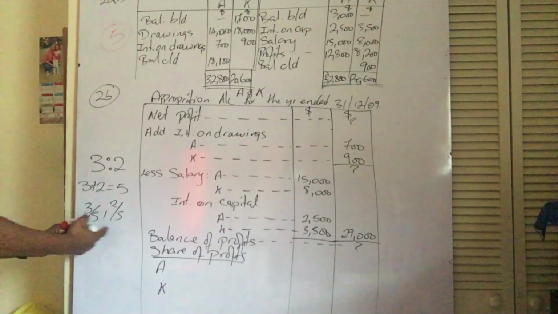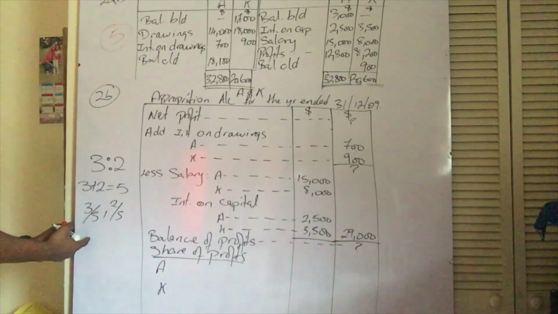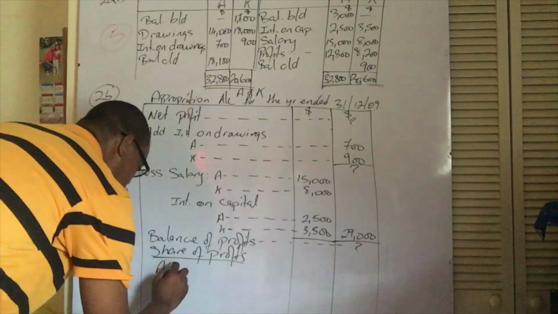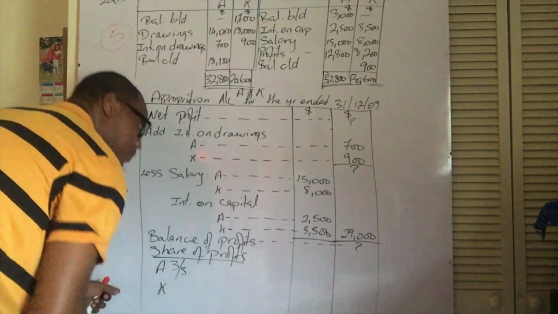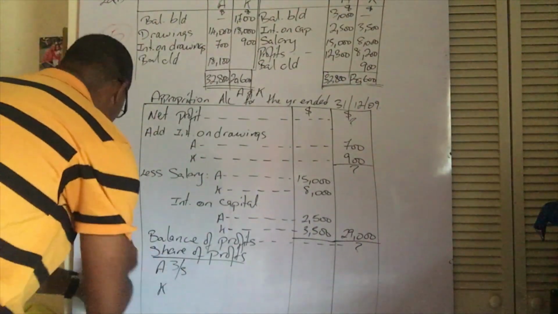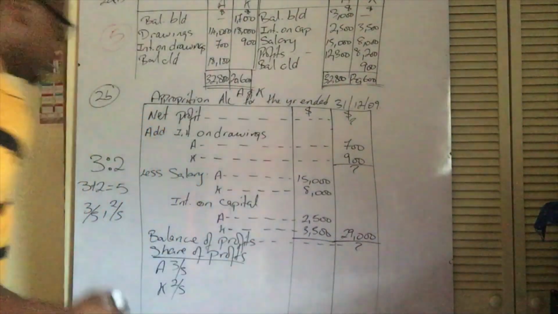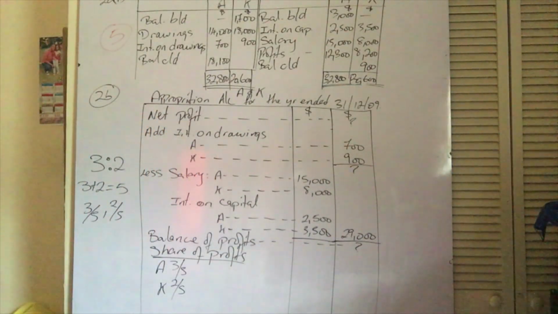You convert it into a fraction. You can even convert this now into a decimal, right? For those persons who are mathematically savvy like that. So Angel is getting 3/5, right? And Carissa is getting 2/5 of whatever the balance of profit is, right? But we don't know the balance of profit right now.